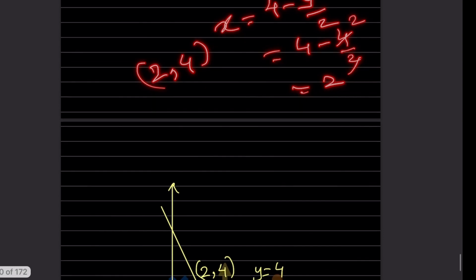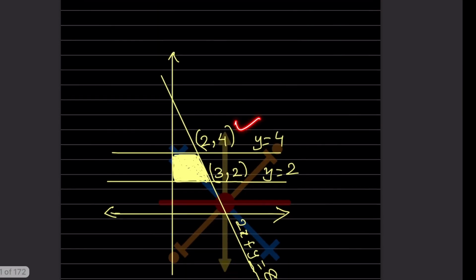Can you see here? 2 and 4, and 3 and 2. So when y is 2, the point is going to be 3 and 2. When y is 4, the point is going to be 2 and 4. So now see here, this is 2 and this point is going to be 3. So here will be somewhere 1 and then 0. So now here this will be 0 on the y-axis, here 2 and here 4.